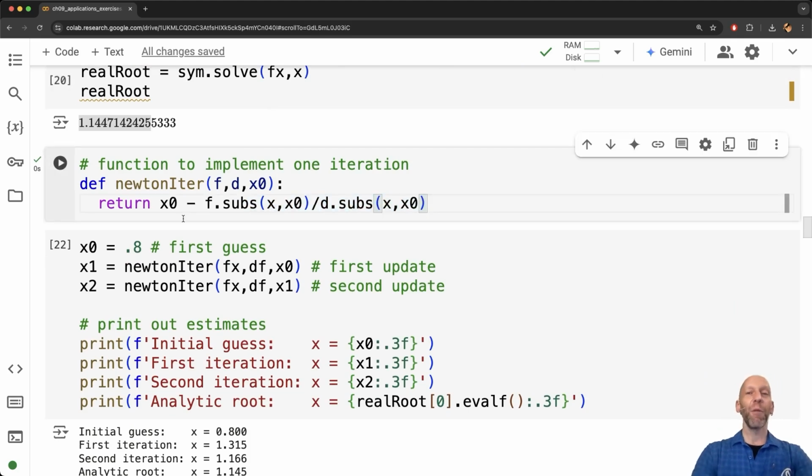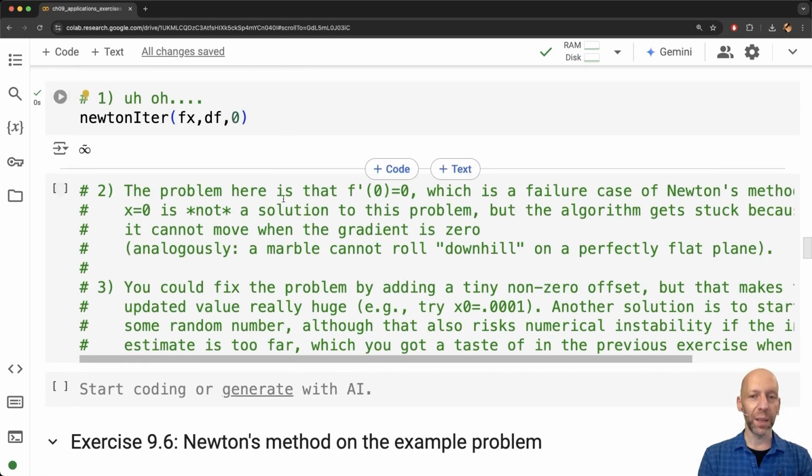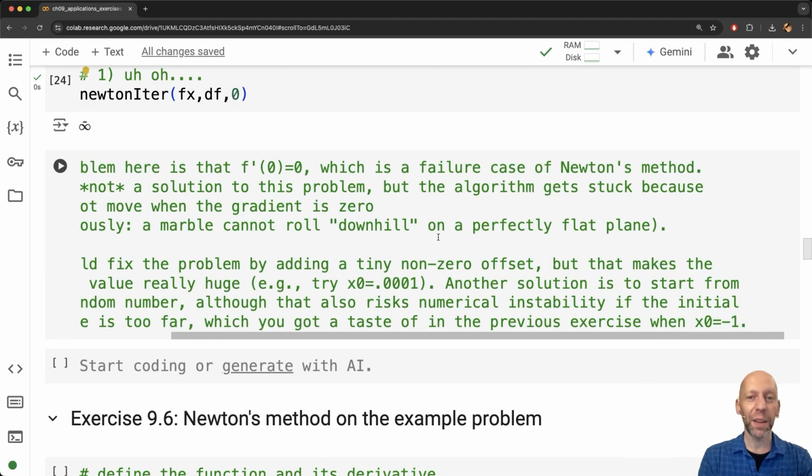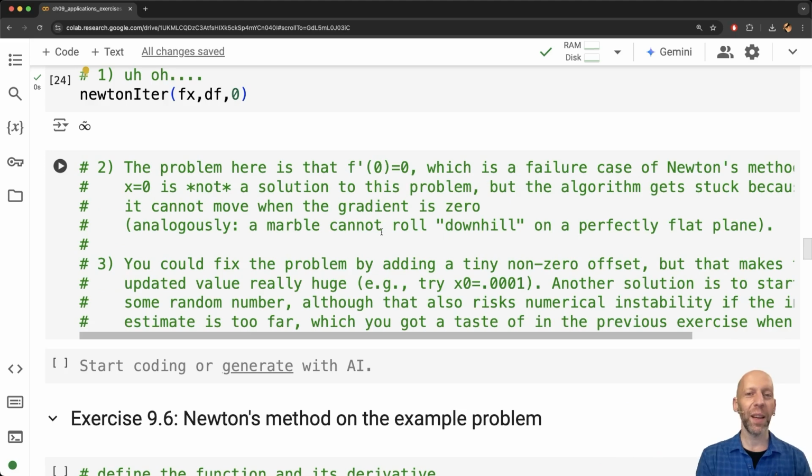So that is a failure scenario of Newton's method. It can happen that if the derivative is exactly 0 where you get an estimate, then you're going to end up with something divided by 0. And that's the issue. So here's just a little cute analogy. A marble cannot roll downhill on a perfectly flat plane. So that's kind of what we're doing here, where Newton's method is bouncing around, getting us closer and closer to the root. But the direction and the magnitude of those bounces depends on the derivative.